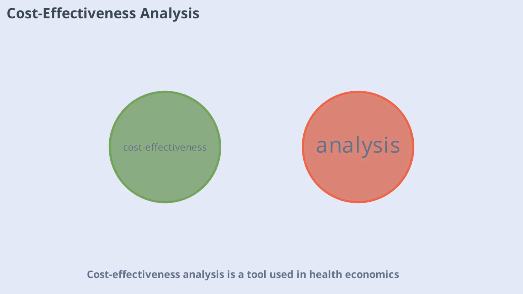Cost-effectiveness analysis is a tool used in health economics to compare the costs and benefits of different healthcare interventions. It helps decision-makers choose options that provide the most health benefit for the least cost. For example, a cost-effectiveness analysis might compare the value of a vaccination program to that of a new cancer treatment. This approach ensures that limited resources are used where they can do the most good.